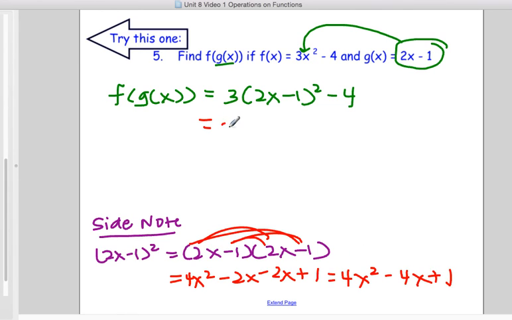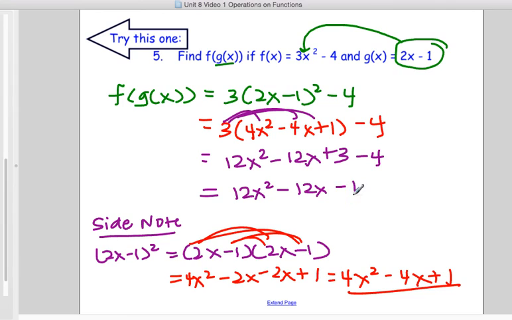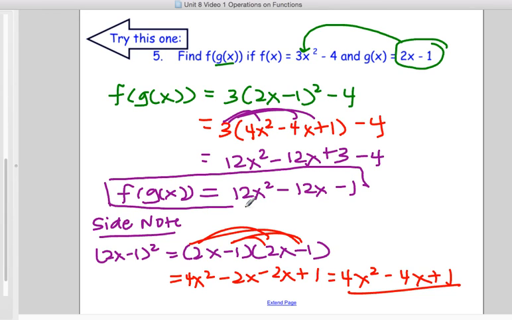Okay, so I have 3 times all of that, minus 4 times 2x minus 1. Now we need to distribute that 3. So we get 12x squared minus 12x plus 3, minus 4. Combining my like terms, 3 minus 4 is negative 1. So f of g of x is equal to 12x squared minus 12x minus 1. Okay, that is probably one of the trickier types of problems on today's practice.